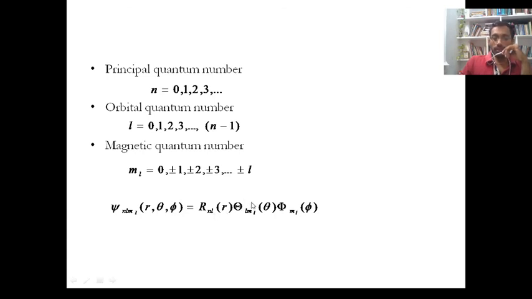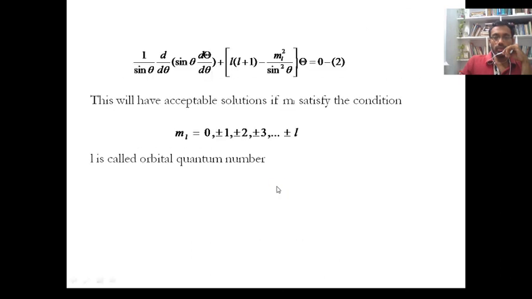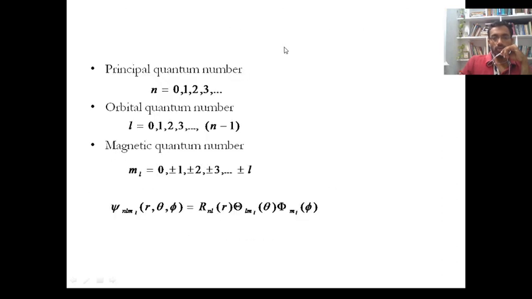It means that this radial function depends on the quantum numbers n and L. And another is capital theta. If you go to the second equation, you know that here L into L plus 1 is there and ml square is there. That means this equation depends on 2 quantum numbers, L and ml. So we can write that capital theta is Theta L ml of theta. That means it depends on the quantum numbers L and ml.